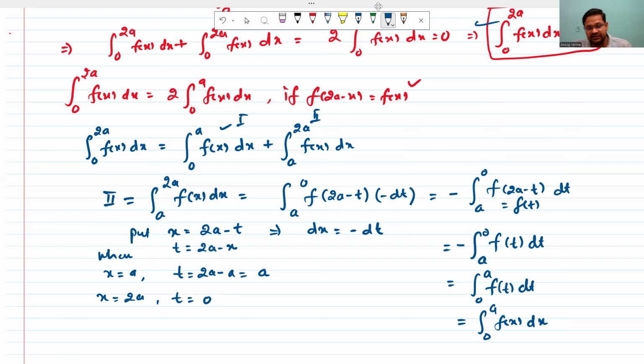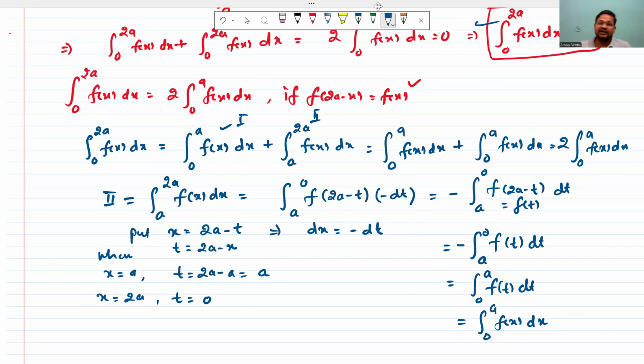So this is simply the same as the other one. You can easily see this is the integral from 0 to a of f of x dx, plus the integral from 0 to a of f of x dx, which is just equal to 2 times the integral from 0 to a of f of x dx, when f of 2a minus x is equal to f of x. Okay. So these are some basic properties of the definite integral in the 12th standard.